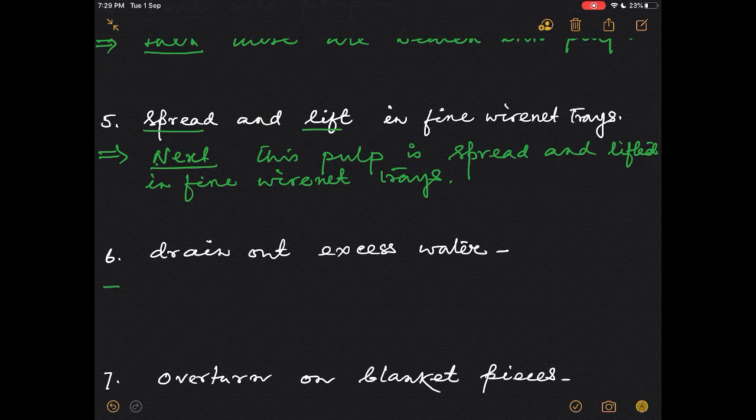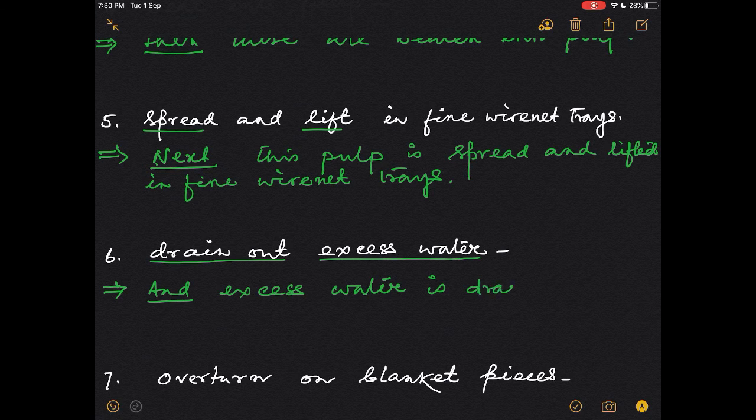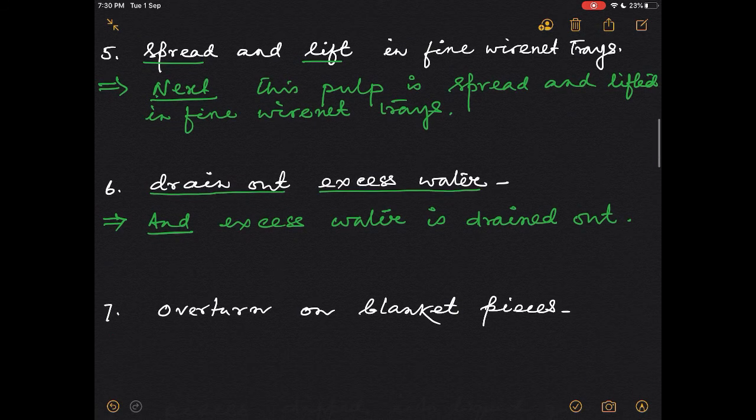Next one is drain out excess water. Here you have got the object, and excess water is drained out. And excess water is drained out.